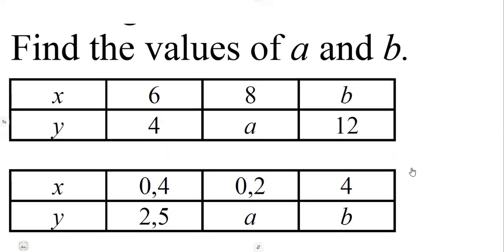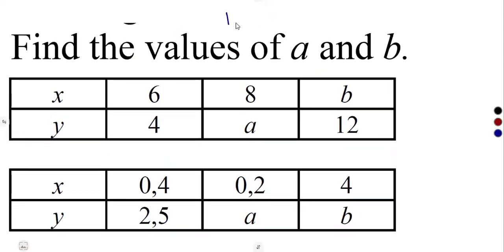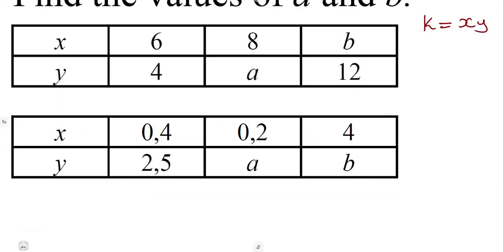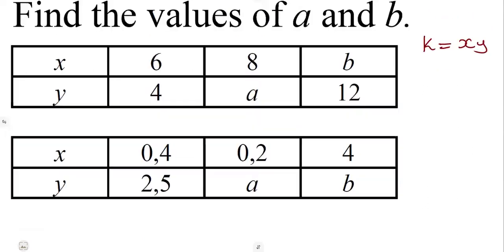Find the values of A and B. So this is under an indirect proportion. We are going to answer this under an indirect proportion. So we are being asked to find the values of A and B. Remember, under an indirect proportion, the constant K is the product of the two variables, X and Y. The two variables, the product. So we can use that one. All right. So to find the value of A and B.